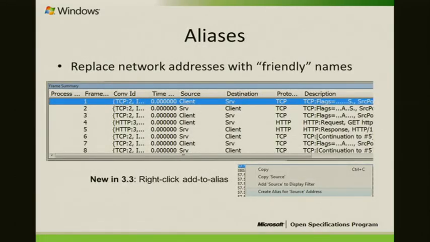So aliases. Aliases is a way of creating friendly names for addresses. So I don't know how many of you, but when I worked, IP addresses were all the same. It was like everything was 192.168.1.1 or 10.10. It was always the same. So this allows you to right-click on an address and assign it a friendly name.